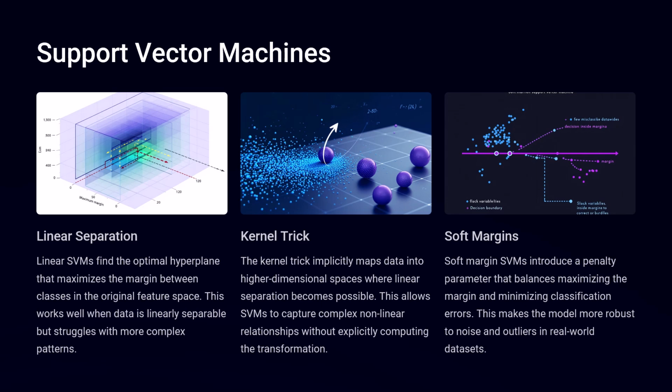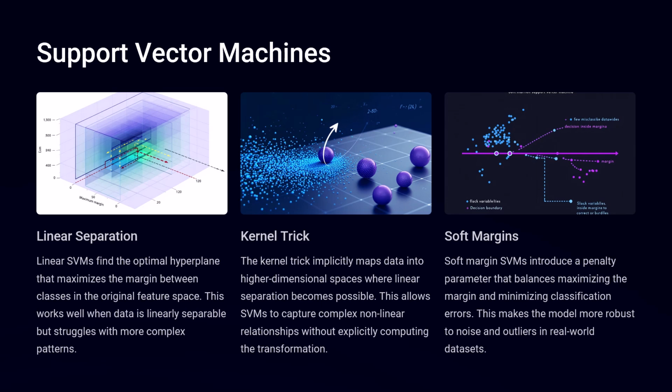Support vector machines. Linear separation. Linear SVMs find the optimal hyperplane that maximizes the margin between classes in the original feature space. This works well when data is linearly separable but struggles with more complex patterns.